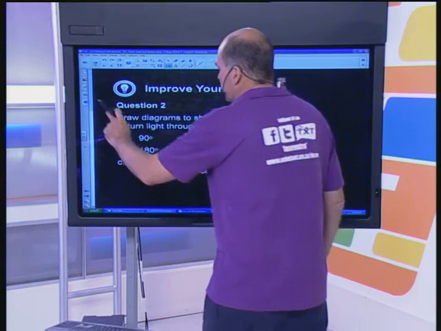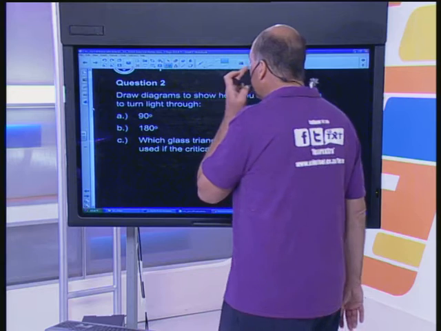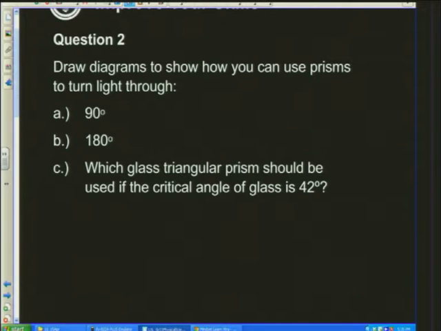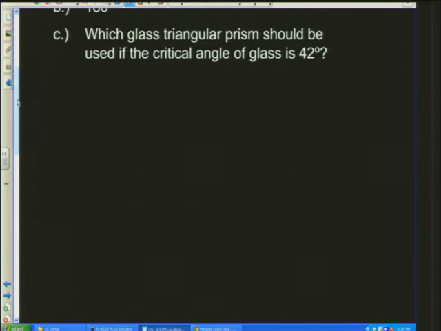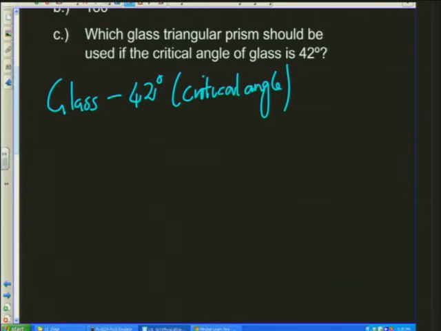I've got a couple more drawings to look at. What it tells me is to draw diagrams to show how you can use prisms to turn light through 90 degrees and 180 degrees. Now, if we're using a glass prism, then we know that different substances are going to have different critical angles. For glass, we're going to take it to 42 degrees. The critical angle is 42 degrees. Perspex is quite similar, and we're going to have a look.